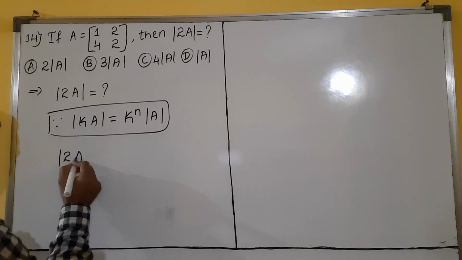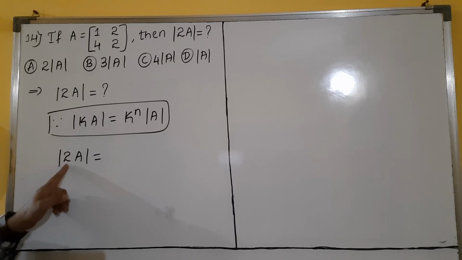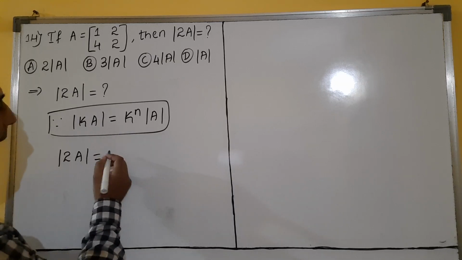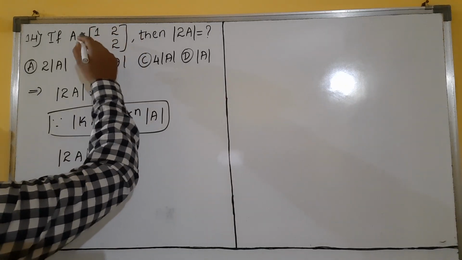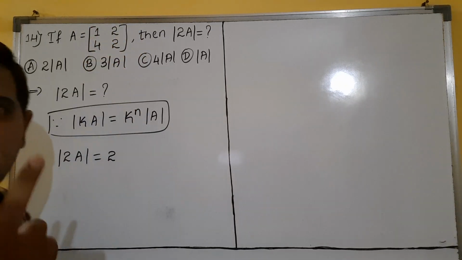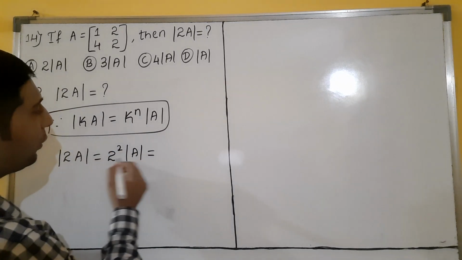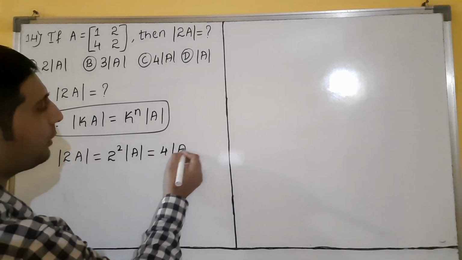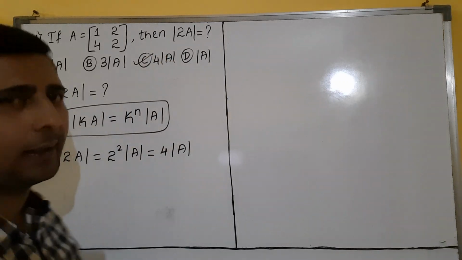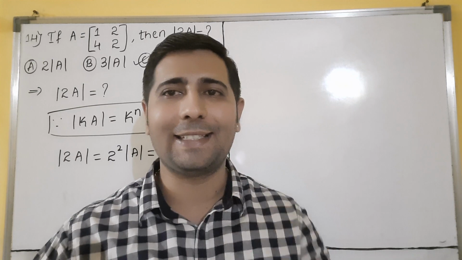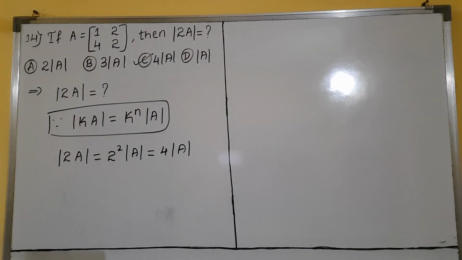Determinant of 2A I have to find. Compare this. K is the constant 2. So 2 raised to n. N is the order. 2 cross 2 means order is 2. That is 2 squared into determinant A. 2 squared is 4. So 4 into determinant A. Option C is correct. C for cake. Cake is the answer, dear students. Please copy this. We'll see the next question.